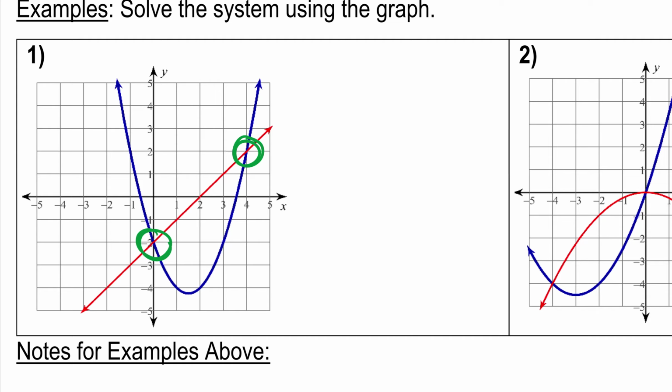The first one down here is 0, -2. And the second one on the right is 4, 2. And that's all we're doing on these. You just find where they intersect, write the 2 points, and you're done.